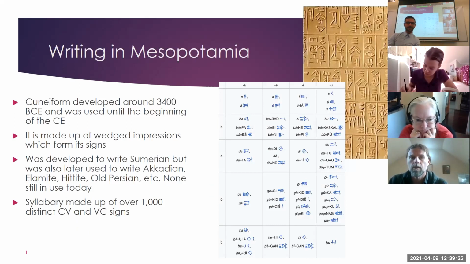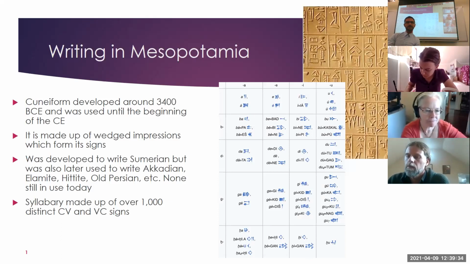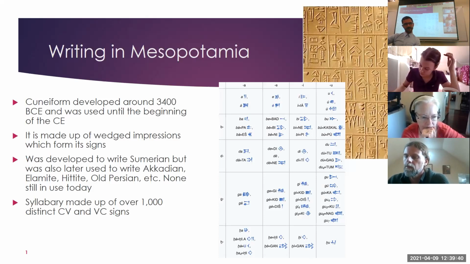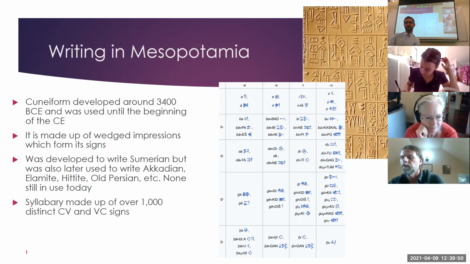So writing in Mesopotamia. Cuneiform was developed around 3400 BCE, and it was used up until the beginning of the Common Era. It was made up of wedge-shaped impressions made from little wooden reed slats, which form its signs. It was developed to write Sumerian, but it was also used for a lot of other languages. But as far as I know, none of these languages are spoken anymore. It's a syllabary, which we haven't learned about yet, but we will. And it has over 1,000 distinct signs, which are made up of consonant-vowel and vowel-consonant pairs.